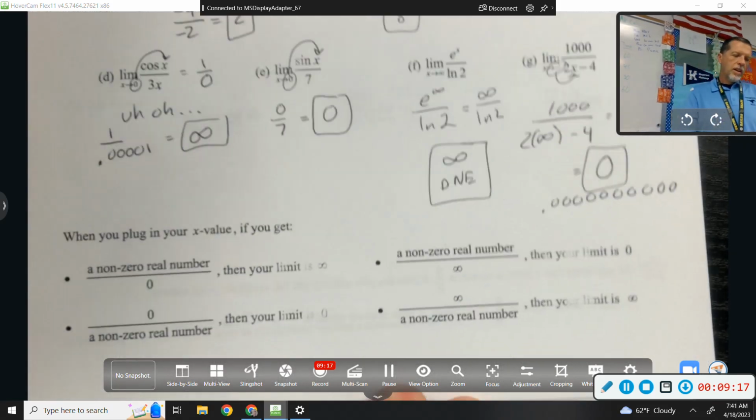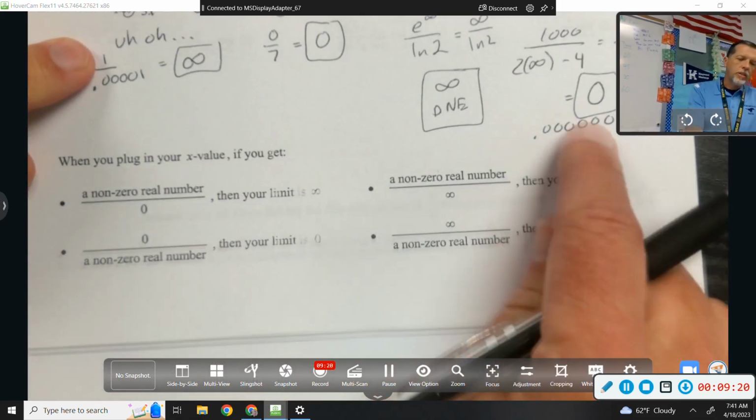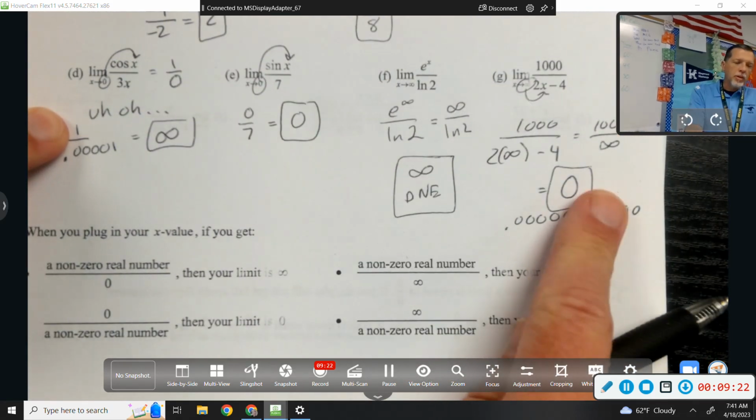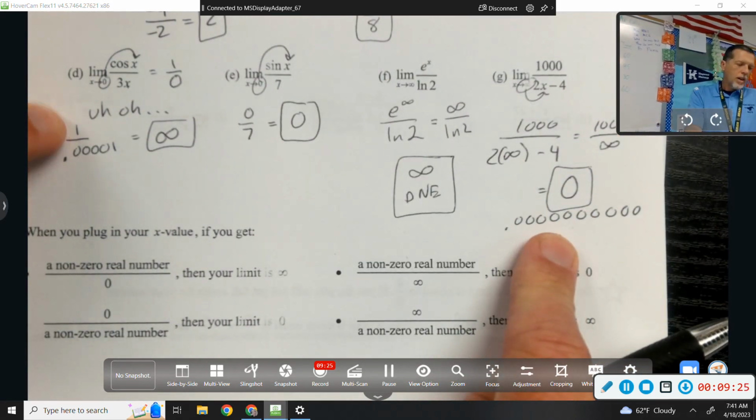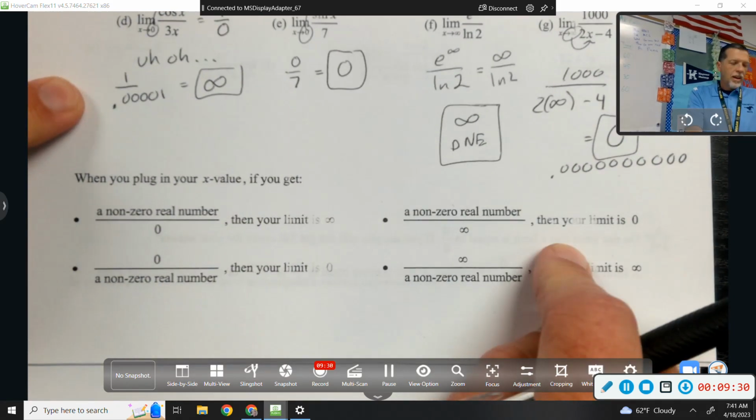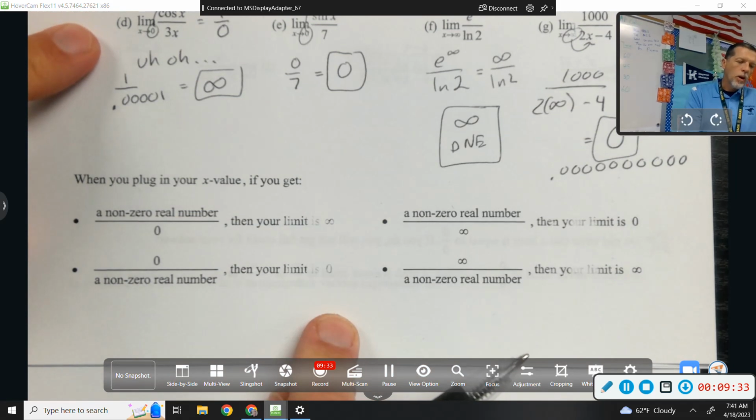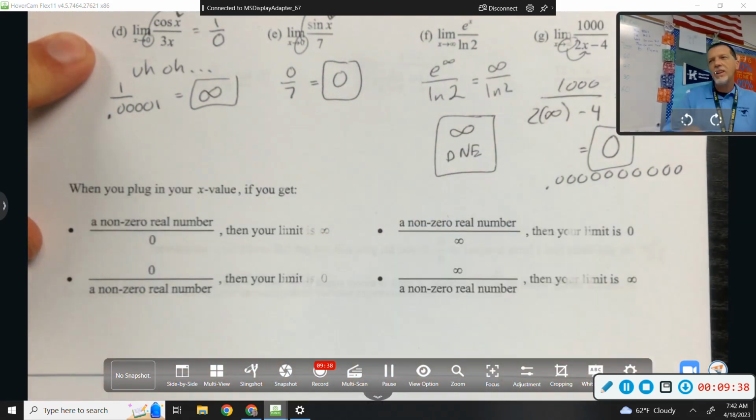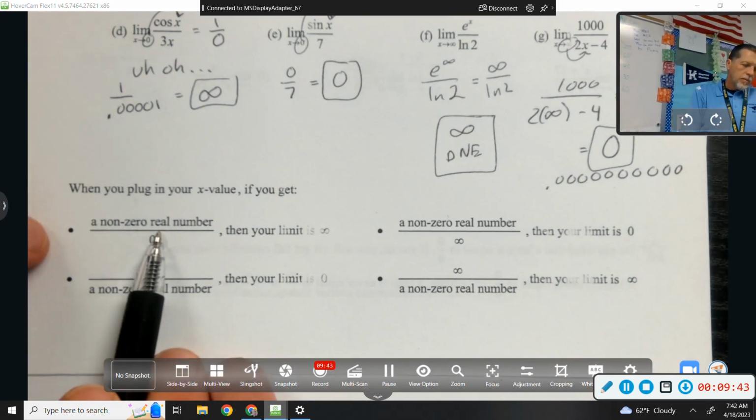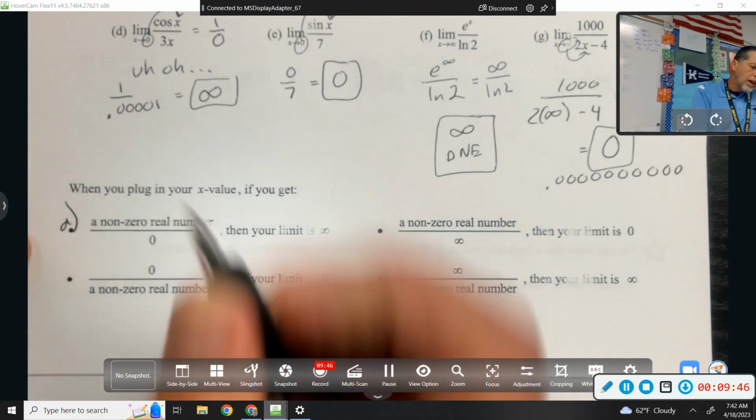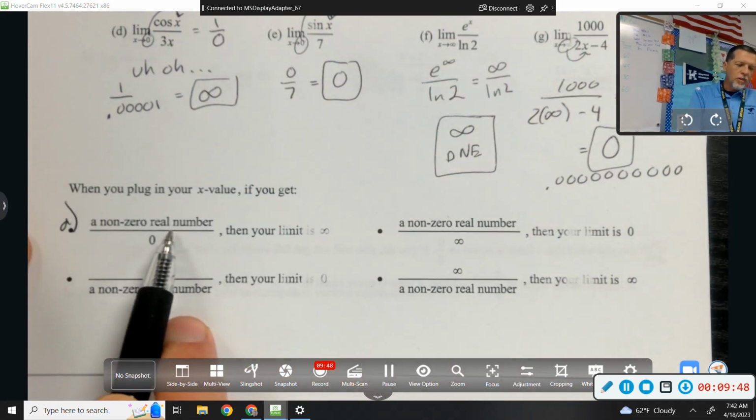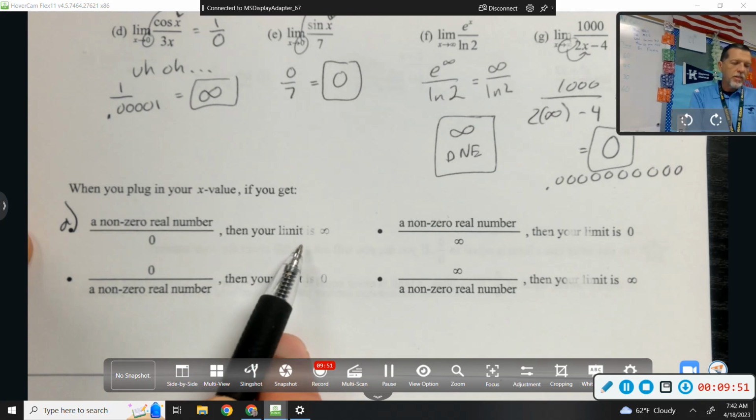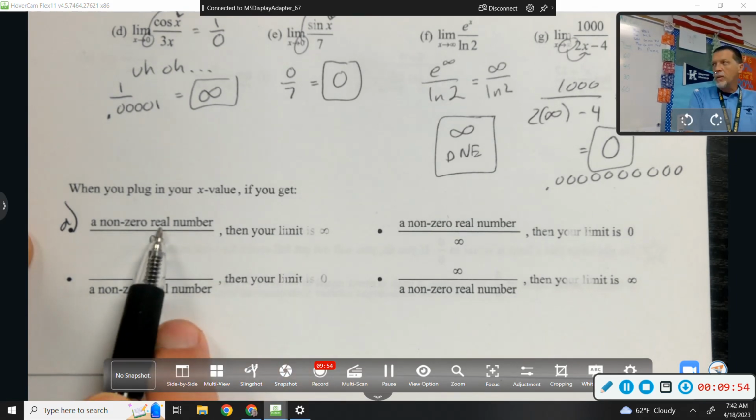Okay, this one's maybe a little harder than dividing $1,000 by a million people. Pretty much everybody gets zero. I don't know a good concrete example of that one. Here's the summary of those last four. But it'd be better if you didn't have to memorize that, if you could just understand what each of those represent. So here's question D. If you get a non-zero real number divided by zero, then your limit is infinity, because you're dividing a number by something really small.